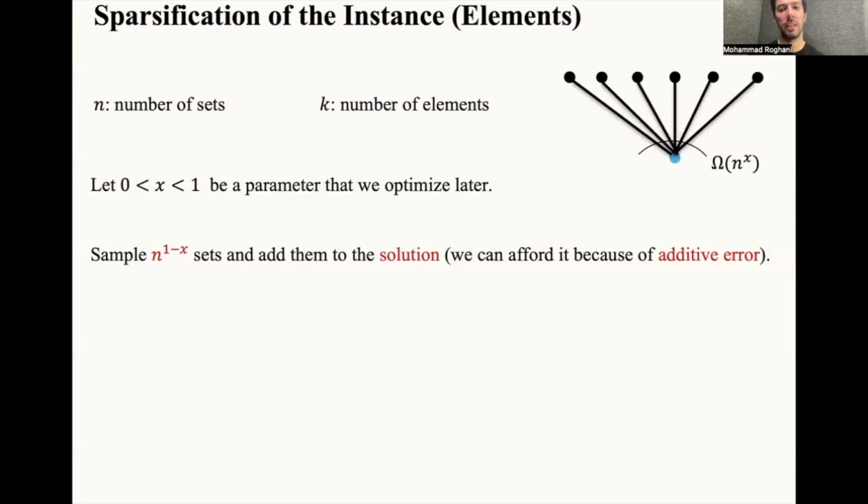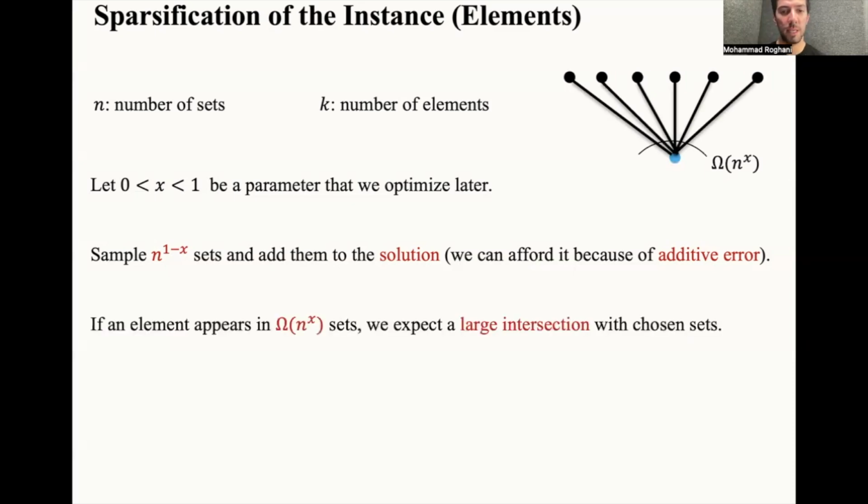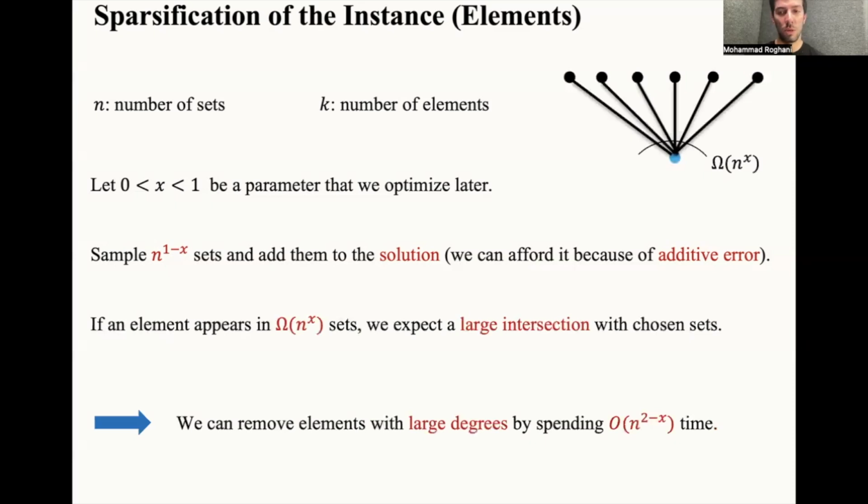So now consider an element that appears in omega of n to x sets. For such an element, we expect to have a large intersection with the sampled sets. So we can remove the elements with large degrees, because we know that all of them are going to be covered using the n to 1 minus x sets that we sampled. And for each of these sampled sets, we need to query all the elements. So the total time is going to be n to 2 minus x.